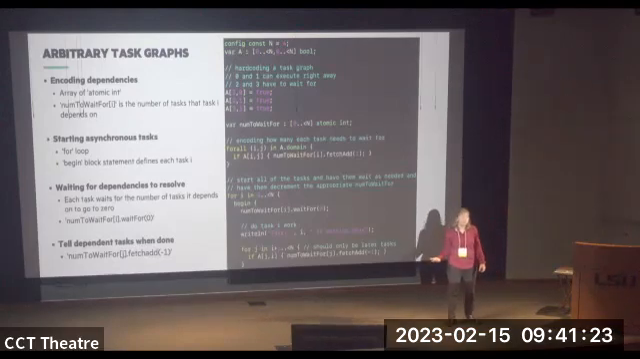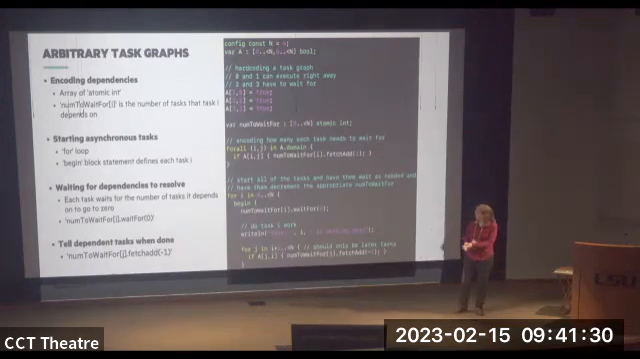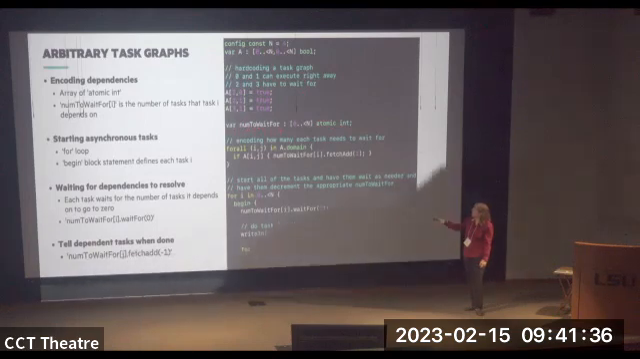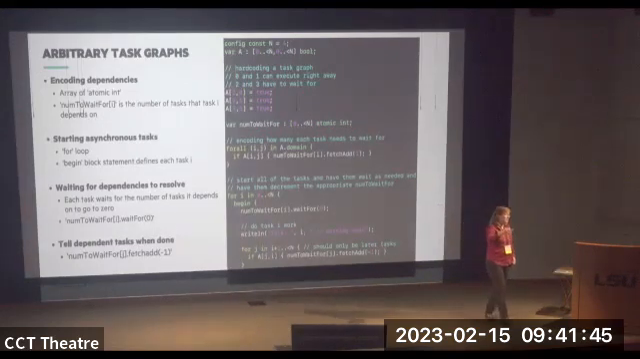We then take those dependencies, and I'm just going to encode them with an array of atomic integers. So I've got this array, num to wait for, of atomic integers. And that's just for each task, we're going to count up how many tasks you have to wait for.